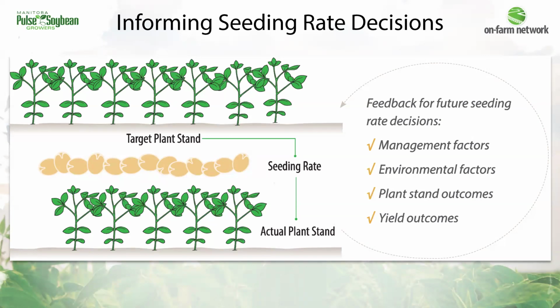From there, we adjust our seeding rate to account for germination, vigor, and expected seed survival. We seed those seeds, and the actual plant stand that establishes in the field, we can measure using plant counts. From what we achieve in the field, we can circle back and inform future seeding decisions. By investigating seeding rate in on-farm trials, we get statistically sound results on this yield outcome at the field scale.